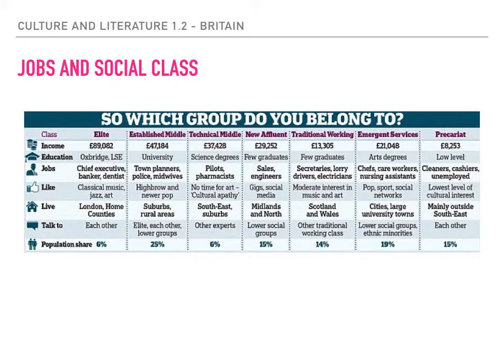We then see, for instance, what they call the technical middle class, which are people that are pilots, pharmacists that earn around £37,000 a year. They live in the suburbs. And we have, for instance, the established middle class, which are town planners, police, midwives, etc., who live in the suburbs and rural areas. We have the new affluent, which are sales and engineers. We have the traditional working class, which has secretaries, lorry drivers, and electricians. The emergent services, which is, of course, a new class. These are people that work in restaurants or in the service industry and generally earn a lot less. And we then have the low class, people earning around £8,000 a year.